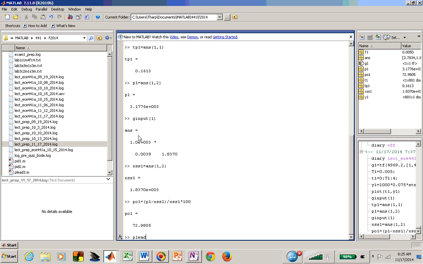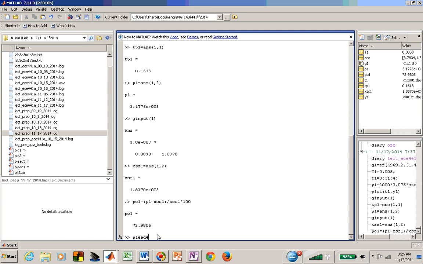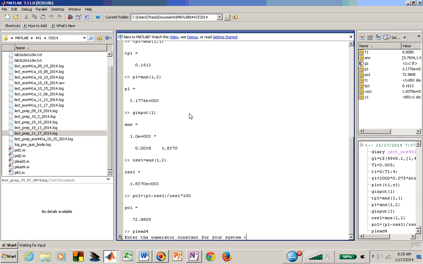And I actually have a Matlab script that will do this, and it's p-lead. Yours may be p-lead, it may be p-lead 3. I don't know what I put on D2L. I was playing with this yesterday, so now I think I have a p-lead 4. That's phase lead 4 is what that stands for. Now, this asks you some questions to basically walk you through this design. First question is enter the numerator constant for our system. And this is set up to be specifically for this pure two-pole system for lab number 3.